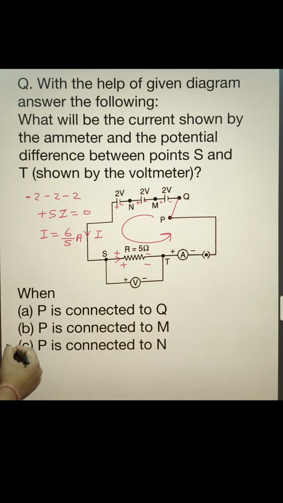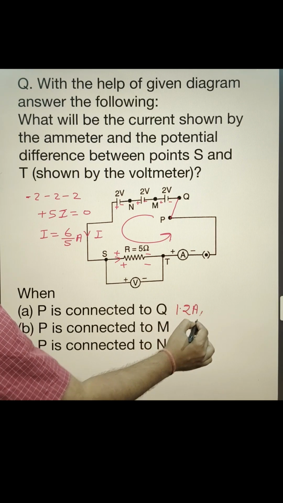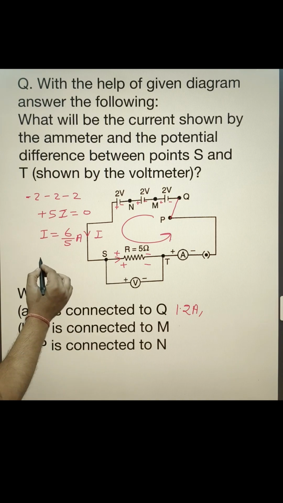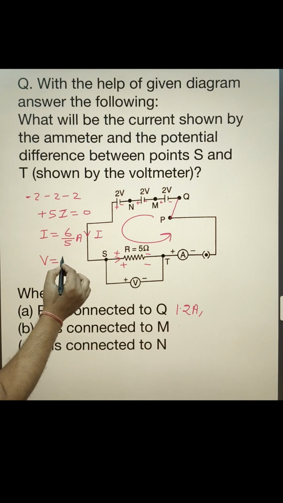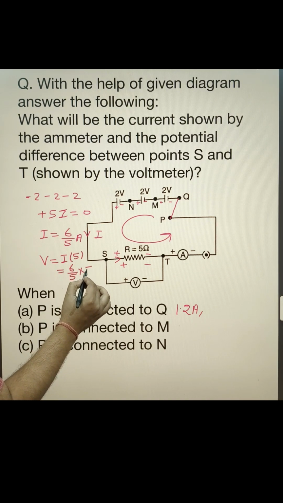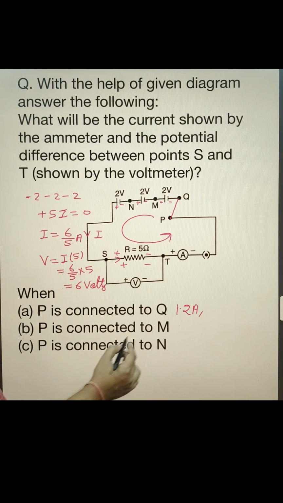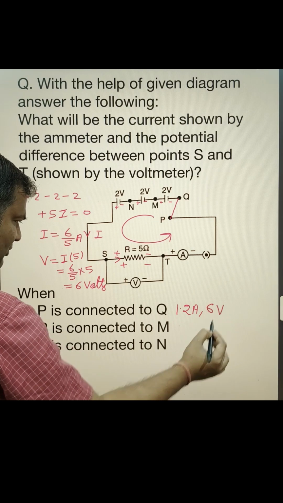Clear? So the current reading is how much? 6 by 5 ampere, which means 1.2. That is the ammeter reading: 1.2 ampere. And what about the voltmeter reading? The voltmeter reading is simply I into R, so I into 5. Putting in the value, 6 by 5 into 5, we get 6 volt. So 6 volt is the right answer. Clear?